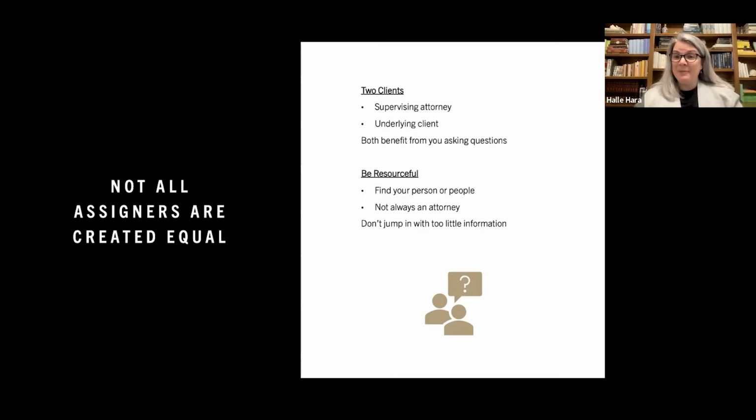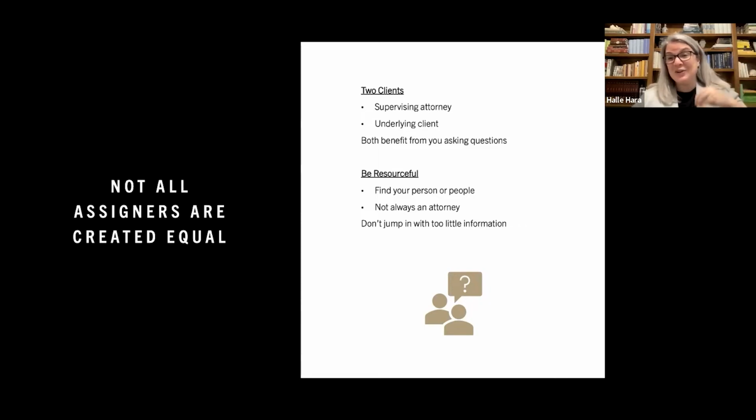So in getting an assignment at your externship, think about the fact that there's often multiple clients that you're working for. If you're working somewhere like legal aid, or the public defender's office, you have your supervising attorney, who in theory is the client you're doing the work for. And then you have the underlying client who you're also serving, right? Both of these clients benefit from you asking questions. Neither one just wants you to put your head down and plow through. Think about who you're serving.